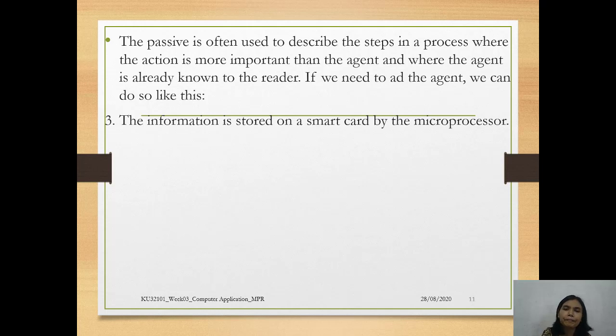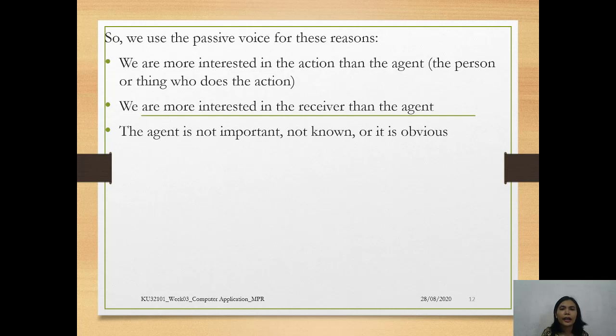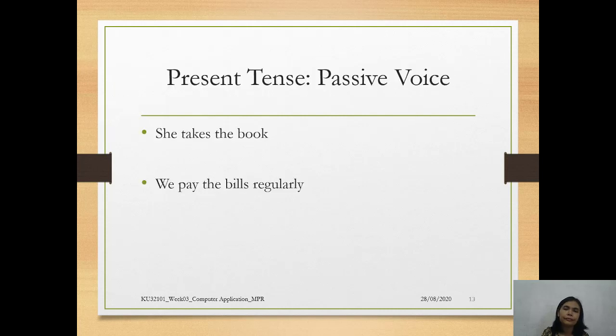Okay, yeah, so this is just to summarize what I have just mentioned in the previous slide. Now we will talk about the topic of present tense in the passive voice. So again, you have understood the difference between active voice and passive voice, and you know that not all sentences in active voice can be changed into the passive voice.